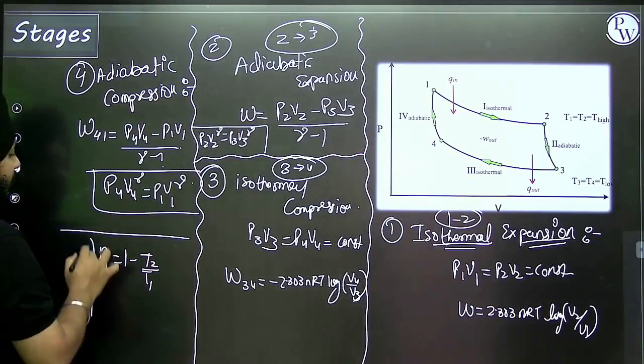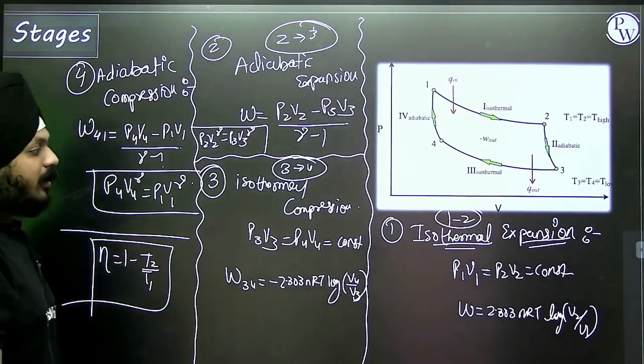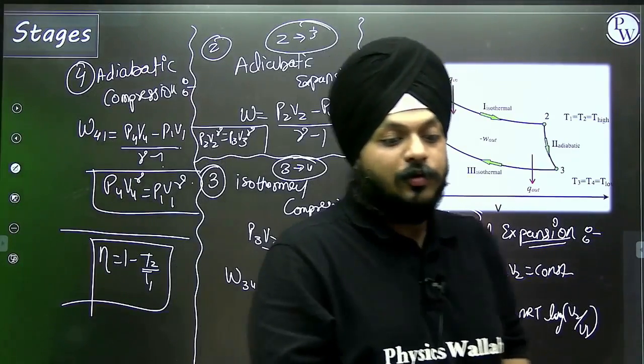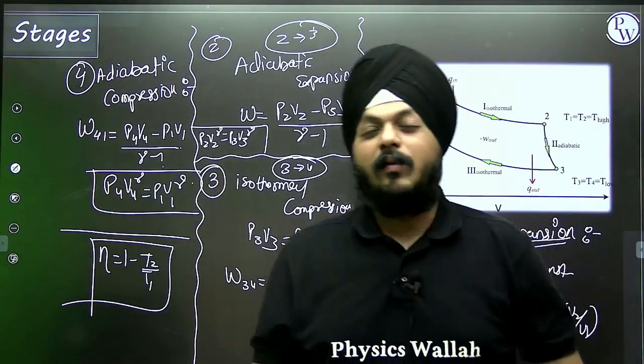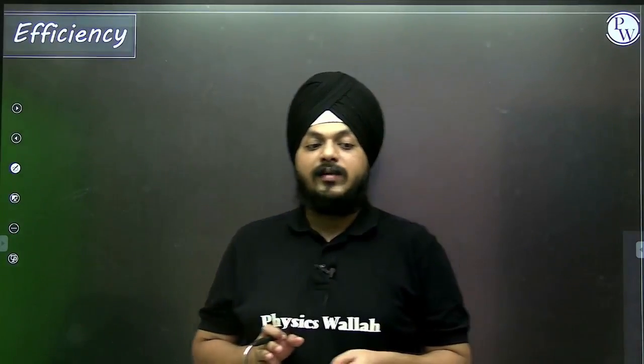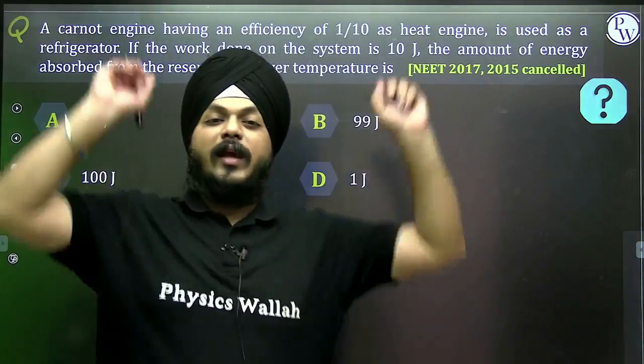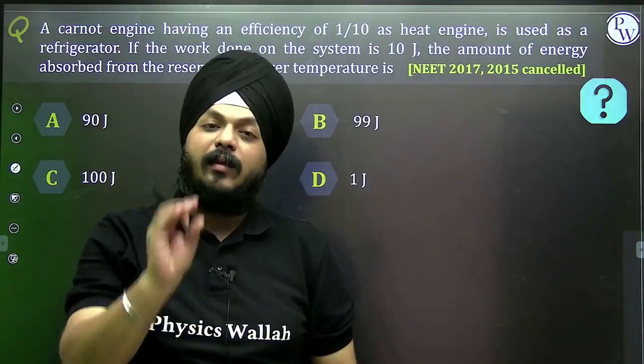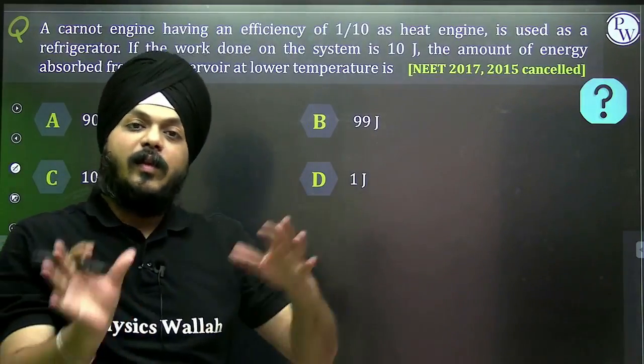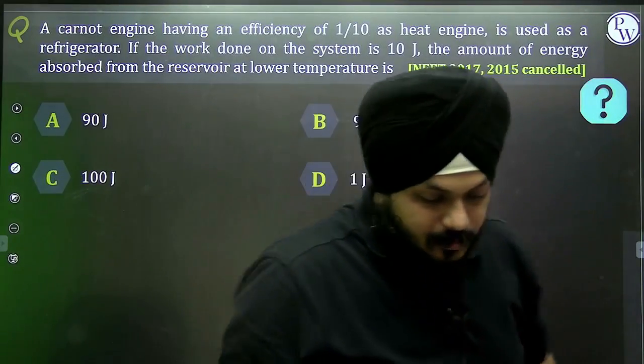This is the efficiency of the Carnot engine, and this is what the entire cycle of four stages is all about. This is why I used the four-stroke engine: it is the best way, as an analogy, to understand this concept.